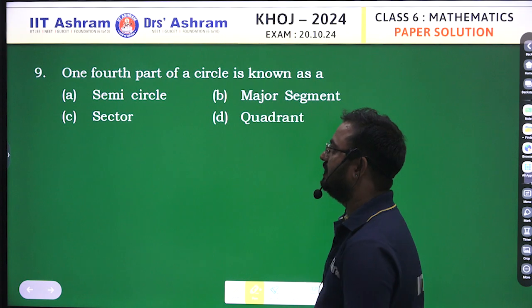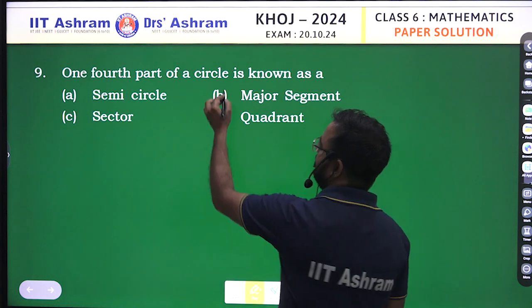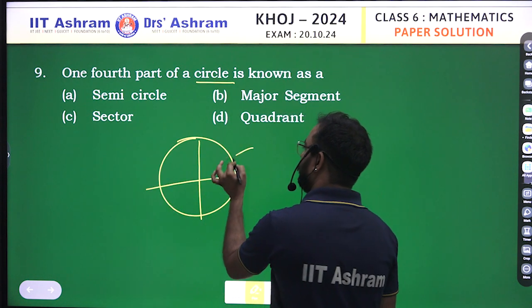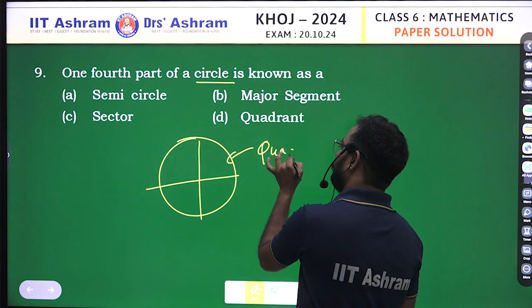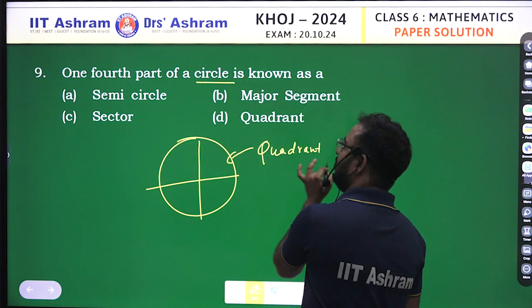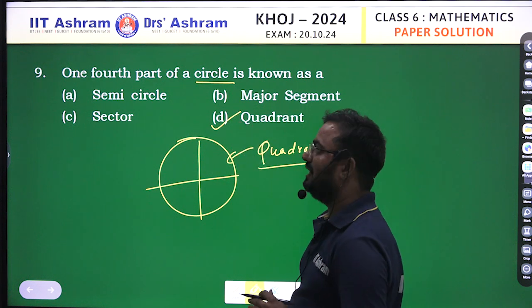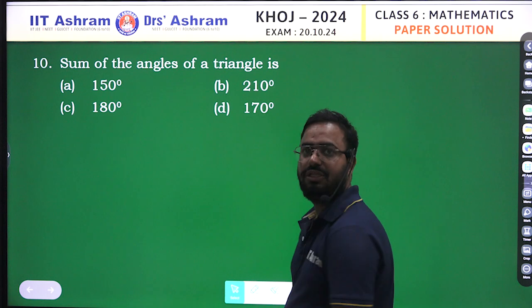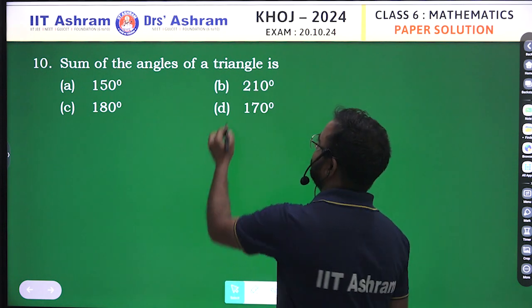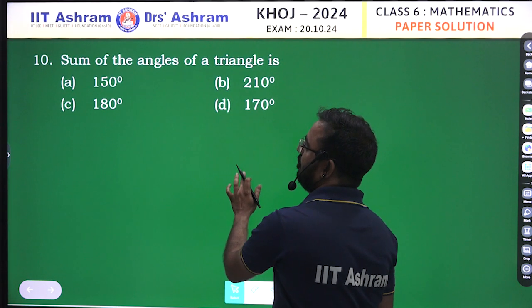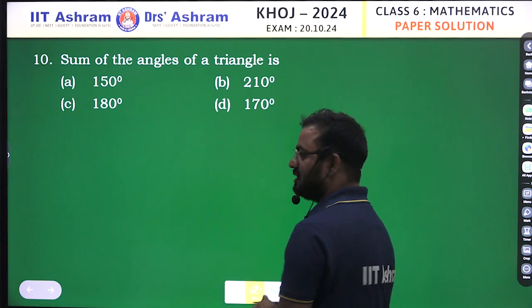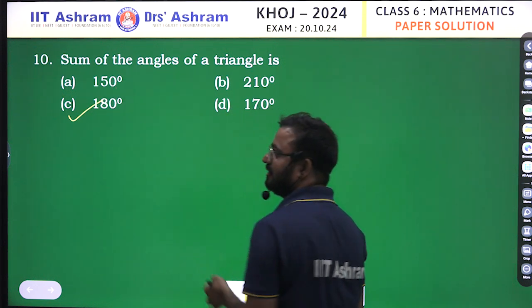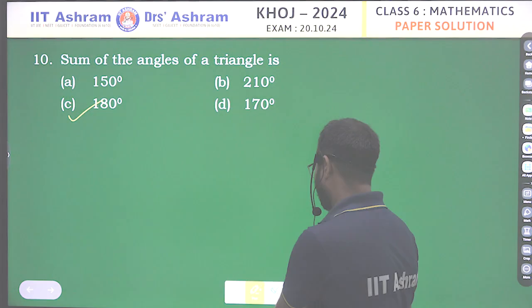Next, question number 9. 1/4 part of a circle is called quadrant of the circle. So option number D is the right answer. Question number 10th. Sum of the angles of a triangle is 180 degrees. So option number C is the right answer.